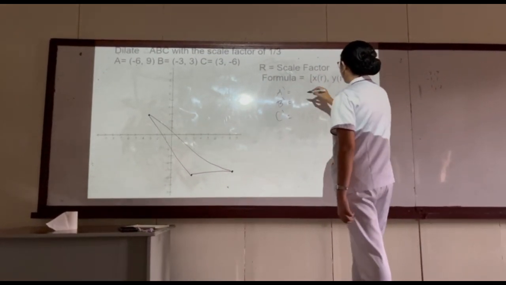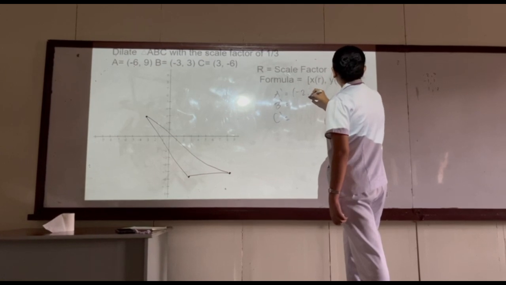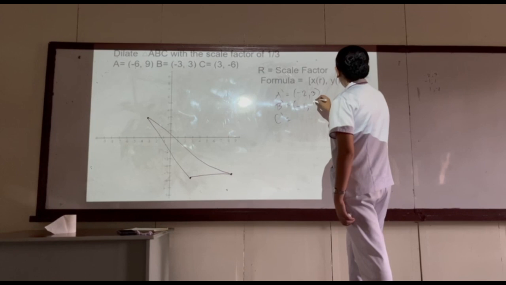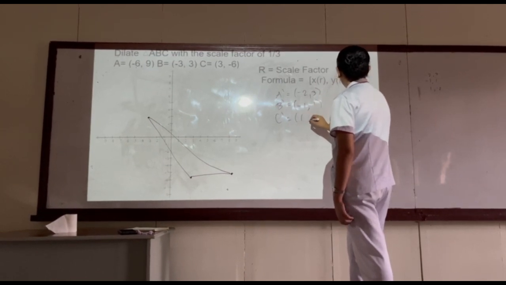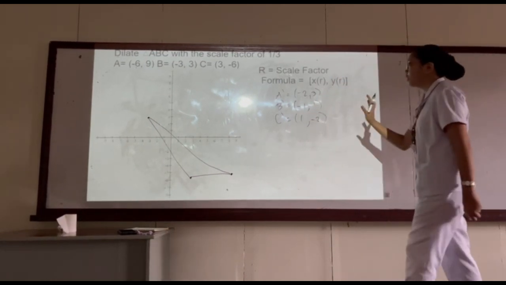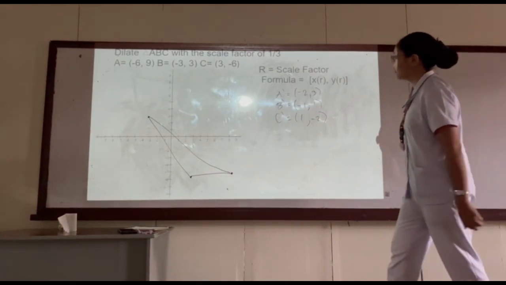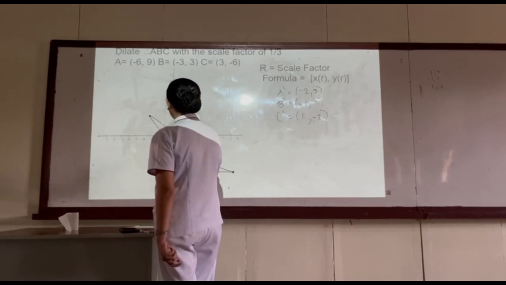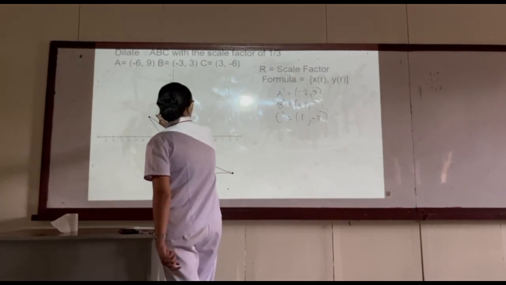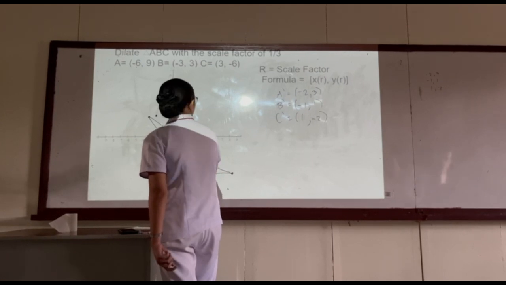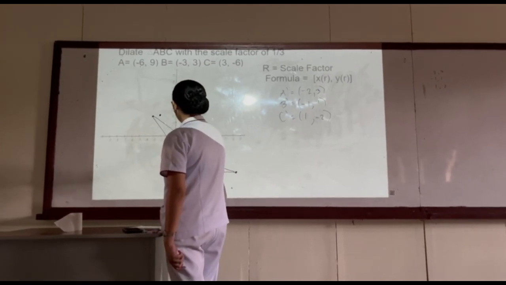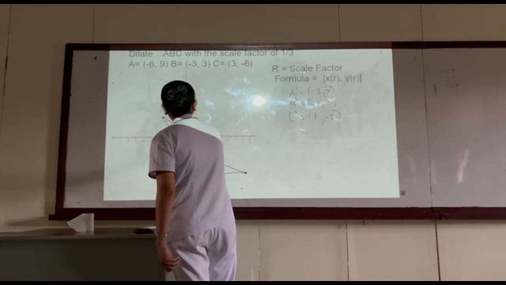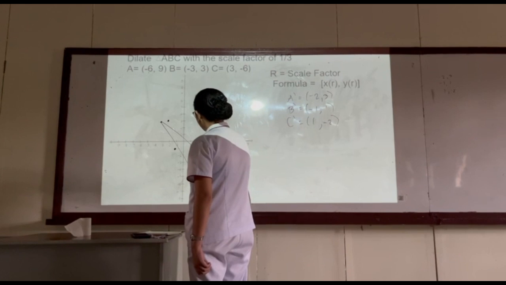So if we're going to multiply them by 1/3, we'll get for our A, -2 and 3, -1 and 1, and 1 and -2. So here are our new coordinates. So if we plot them on the graph, 2 and 3, 1 and 1, -1 and 1 will be right here, and -1 and 2, right.